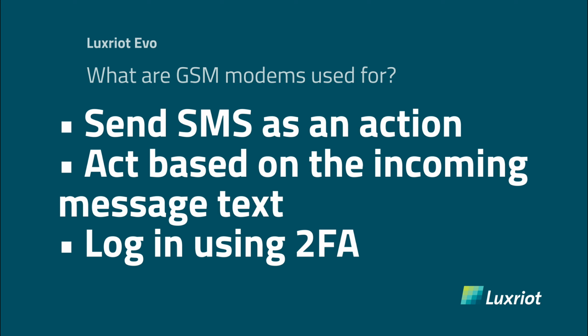In the Evo version 1.22, there is a new feature. We've added support for GSM modems, and that means you can take a hardware SMS gateway, plug it into your server, and then use it to trigger events on the server side simply by sending a short message to a specified number, and then also to make the server send you messages when something important happens on the server side.